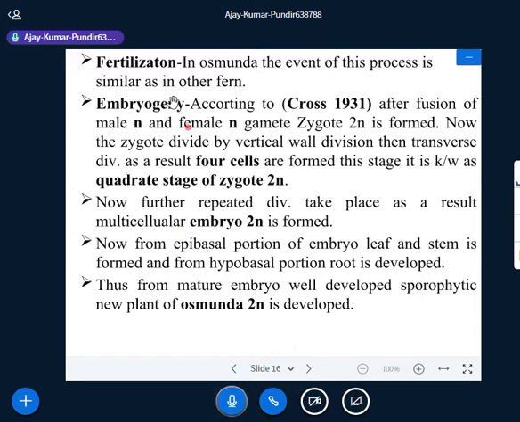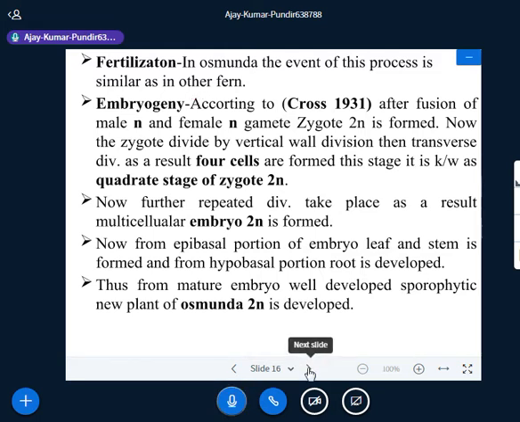If you are talking about the fertilization, I have discussed the fertilization in Osmunda. The events of this process are similar in other ferns. What happened during the fertilization? The neck canal cell and the ventral canal cell degenerate and produce the malic acid and fumaric acid. है ना? And as a result, a large number of antherozoids are attracted towards the archegonium, and only one enters into the archegonium and fuses with the egg cell and produces a diploid zygote.